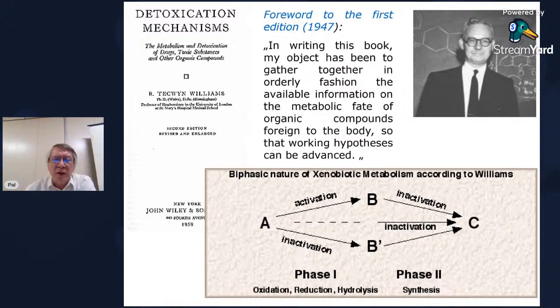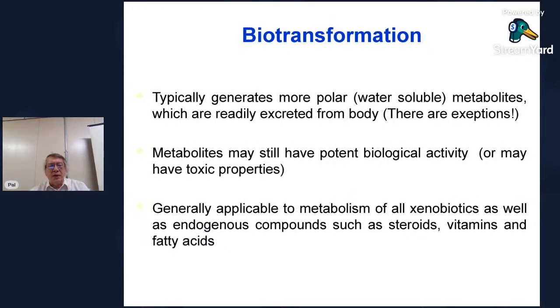The picture over time has slightly modified. However, the scientific literature still uses the phase 1 and phase 2 transformations, which involve several different chemical reactions. Biotransformation, metabolic transformation of foreign substances, typically generates more polar water-soluble metabolites, which are readily excreted from the body. I wish to note, however, that there are exceptions in which the metabolites are less polar, with lower solubility, and sometimes the metabolites are toxic. Metabolites may still have potent biological activity, however, as I mentioned, they may have toxic properties as well.